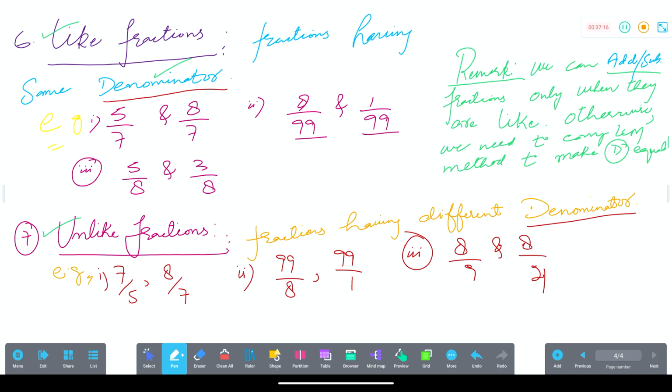Sir, any example? You can come to the examples when we move to the topic. In the topic of operations of fractions, we will learn all these things. So this is all for this topic, in this lecture number 2.